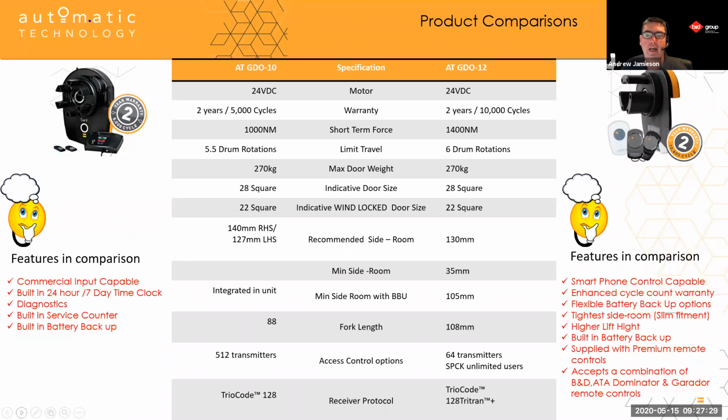So you really understand now where you would choose the GDO12 over the GDO10 and vice versa. I haven't listed all of them, but the key features are listed left and right. And then all those metrics that we need to look at are compared on the screen there between GDO10 and GDO12.